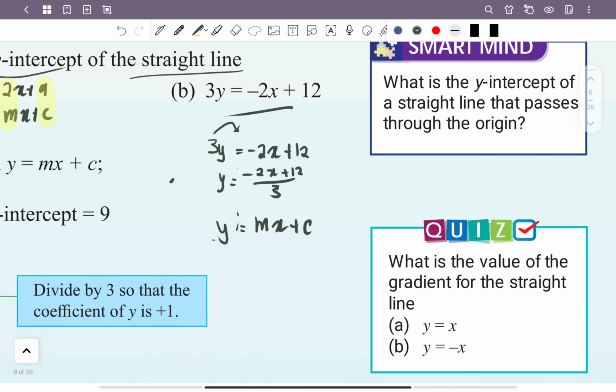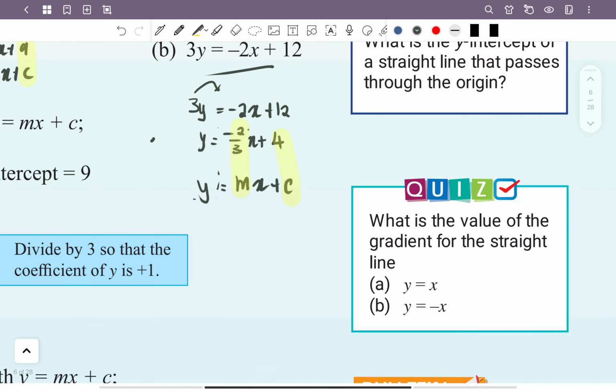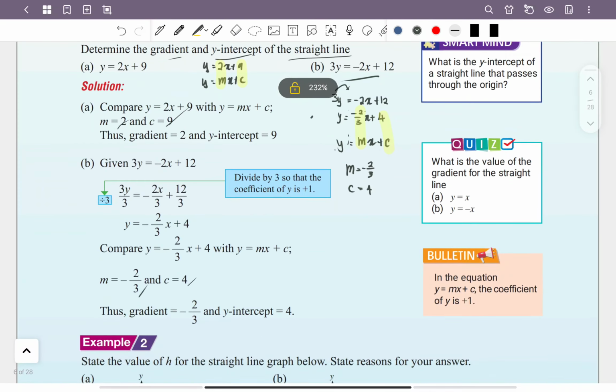So this one you can actually separate. And then you notice that this one can be solved. So 12 over 3 is 4. Now you highlight. Now you found your value. So gradient would be negative 2 over 3. Your y-intercept would be 4. Correct? See? Correct.